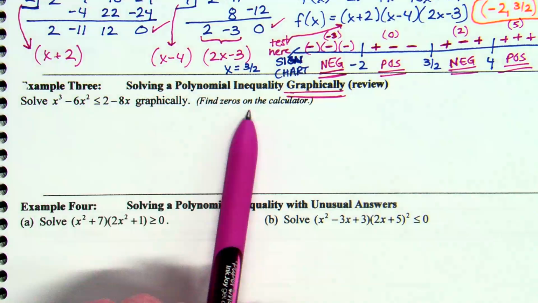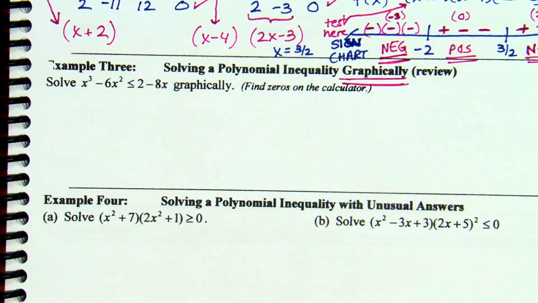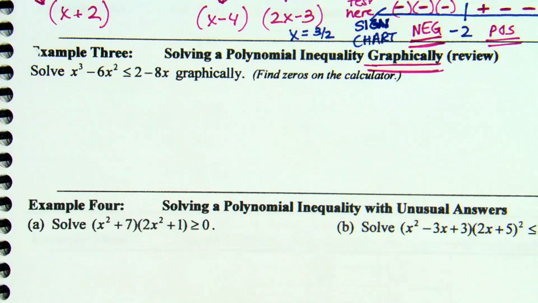Here's what it also really means. It's not going to necessarily be nice, neat zeros that you could find with synthetic division. These are going to be zeros that you couldn't find with synthetic division anyways. Okay? So, first of all, solve x cubed minus 6x squared less than or equal to 2 minus 8x graphically.